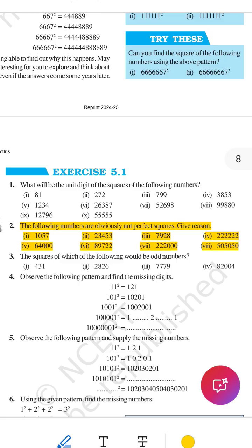First, what is a perfect square? A perfect square is a number that you get by multiplying a number by itself. For example, number, square, number itself.